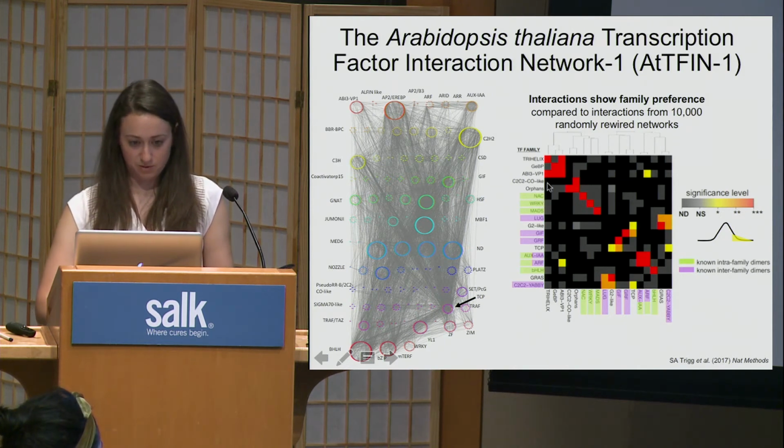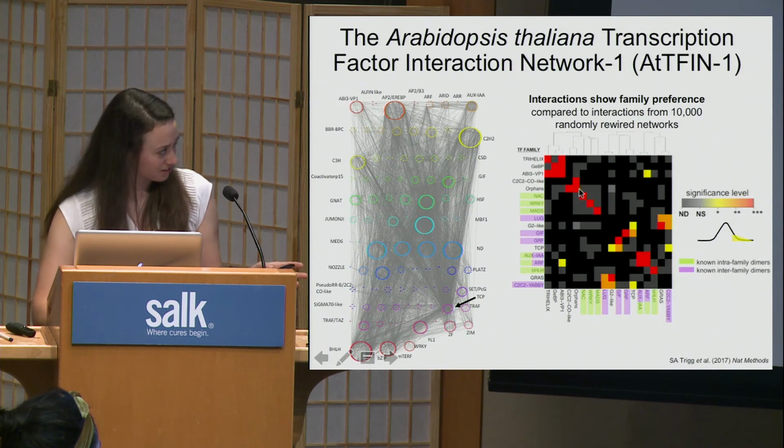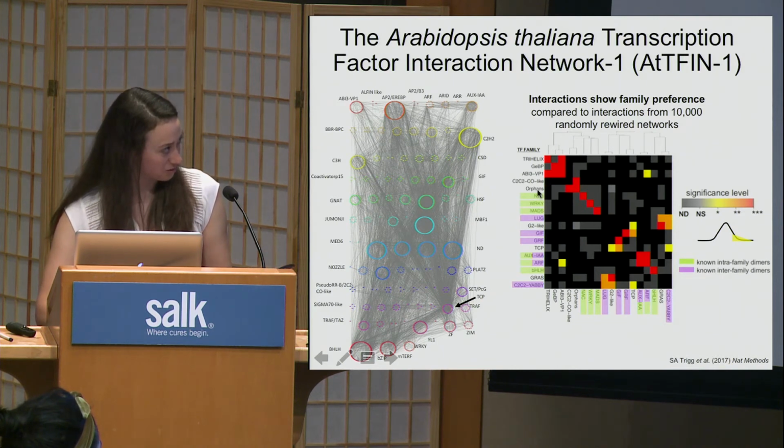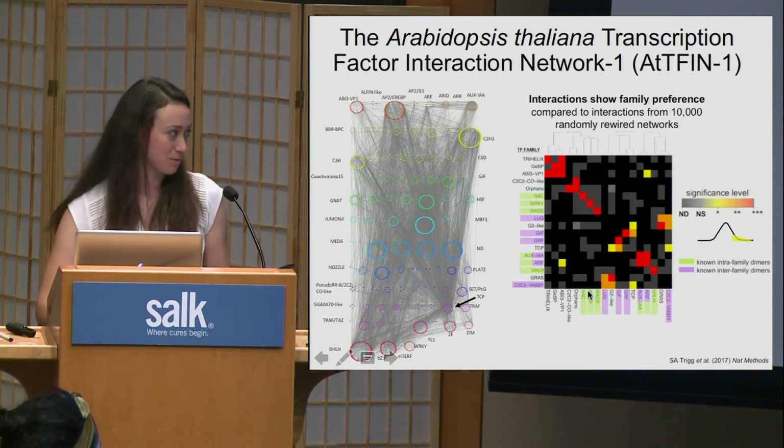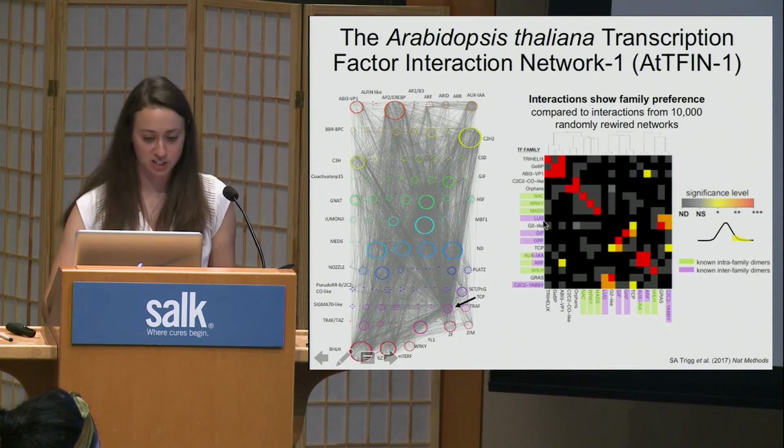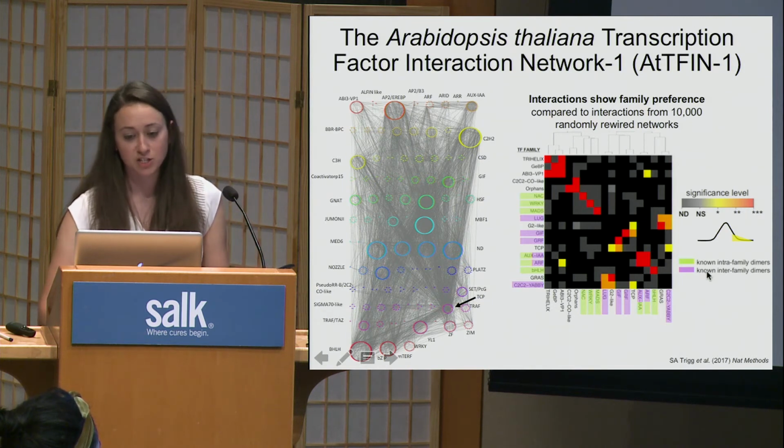They're not just these red ones, but this NAC family. NAC family members are known to interact with each other, just like WRKY families are known to interact with each other. And then we also saw these known inter-family dimers, so between different families. The GIF transcription factors are known to interact with the GRF transcription factors.